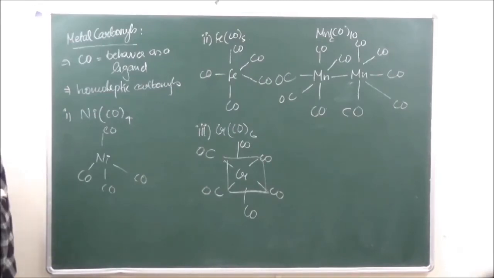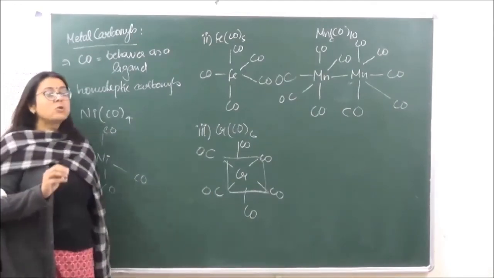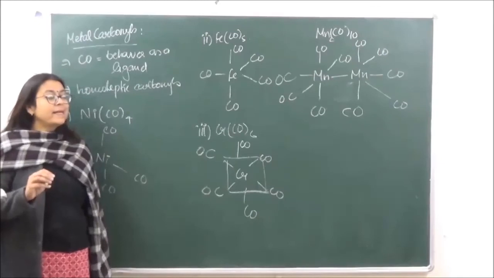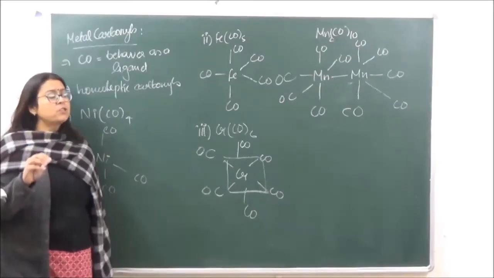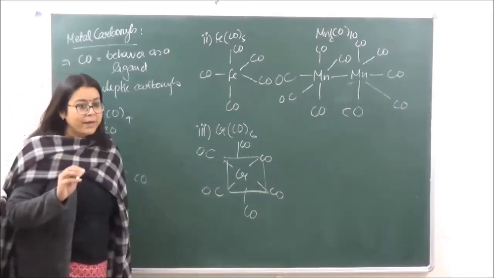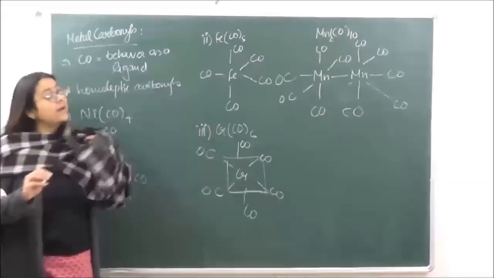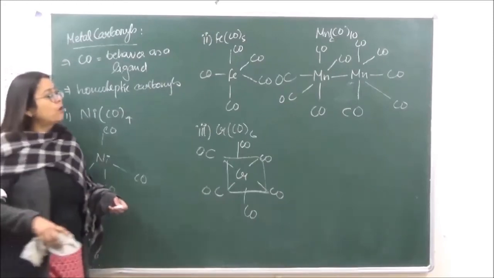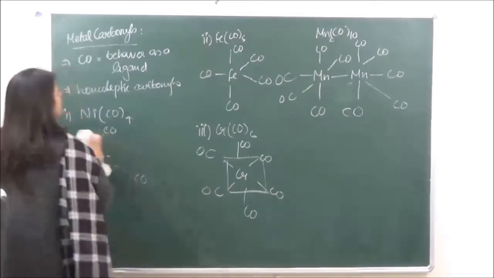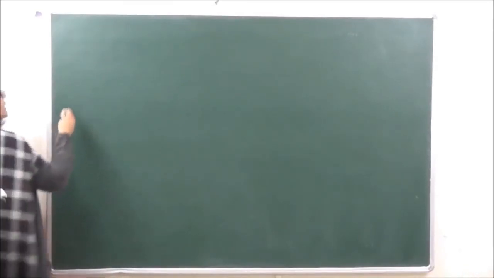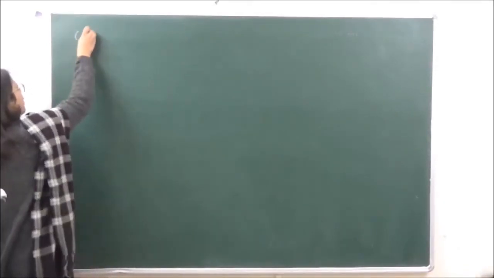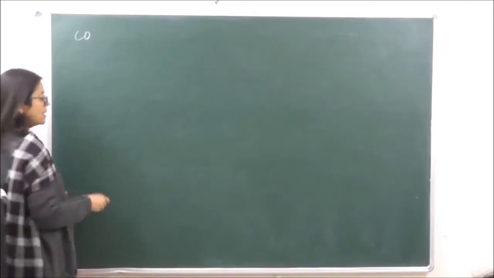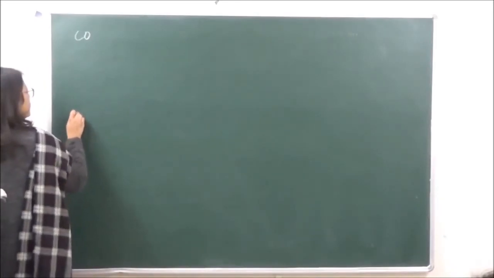The most characteristic property of the carbonyl compounds is going to be its bonding. It has a special kind of bonding which is known as back bonding, right? Now how does this bonding arise? Let's make a molecular orbital picture of carbonyl first, carbon monoxide. So if you're taking a picture of carbon monoxide, it means one carbon and one oxygen.